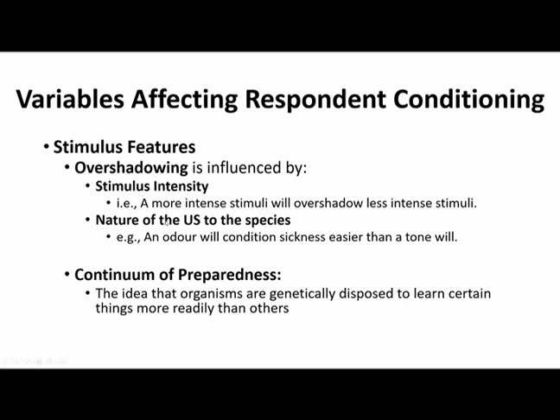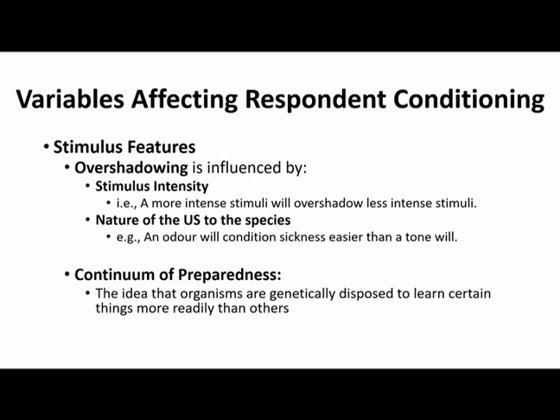This process of overshadowing is influenced by the intensity of the stimulus. Generally speaking, a more intense stimulus is going to overshadow a less intense stimulus. So if the tone is really, really loud and the light is very dim, then the tone is going to matter more. But even if you have two sounds, the louder sound is what you're going to learn more about because it's more salient, because it's more intense.